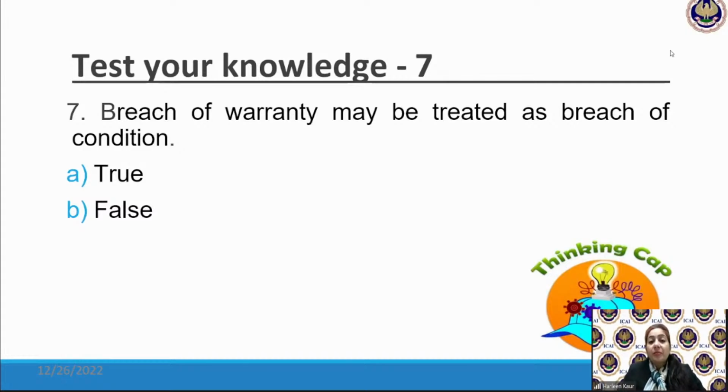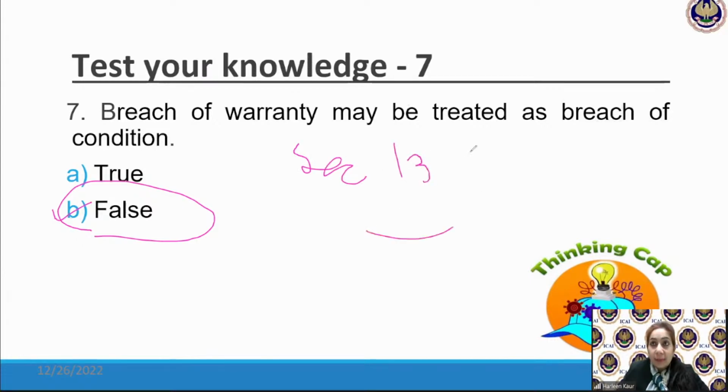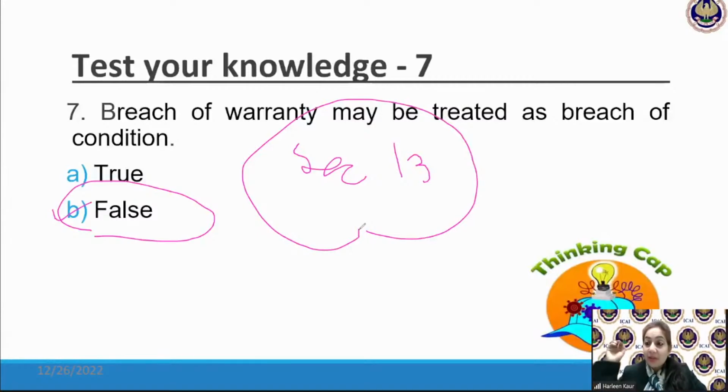So breach of warranty may be treated as breach of condition. Children, the correct answer is false. Why false, ma'am? Why is it false? Because it is breach of condition which can be treated as breach of warranty. Section 13 typically tells you that. Remember the cases where we can treat the breach of condition as breach of warranty: where we don't want to part with the goods, we just want to claim the damages.